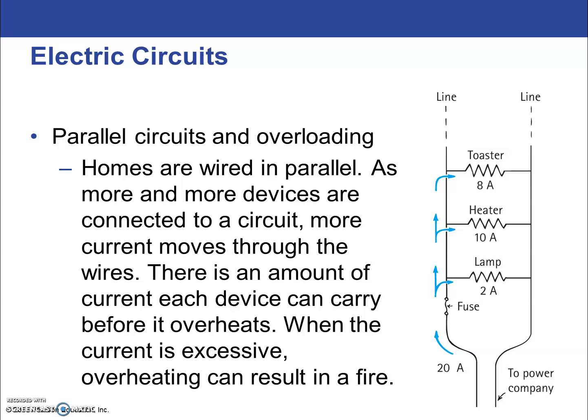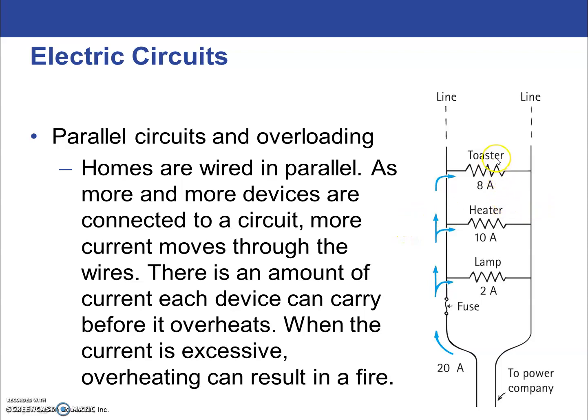So homes are often wired in parallel, or electrical equipment in homes. Your outlets in homes are wired in parallel. That way, if one device goes out or burns, we can still use the other ones, right? So if our toaster in this example goes out, our heater, our lamp will still work. But the thing is, the more devices we add in parallel, the lower the resistance. The lower the resistance, the higher the current.